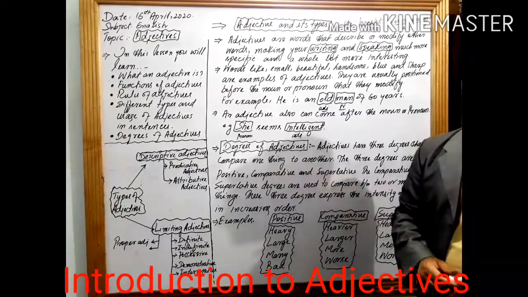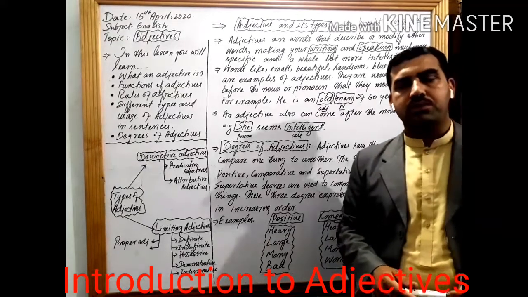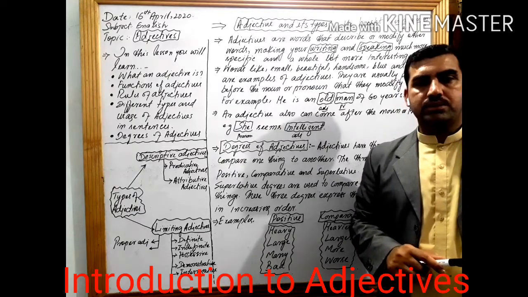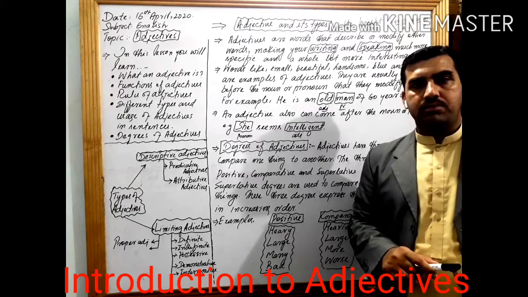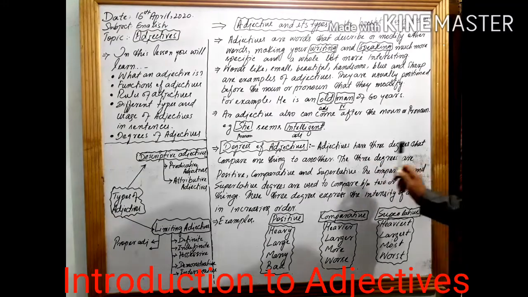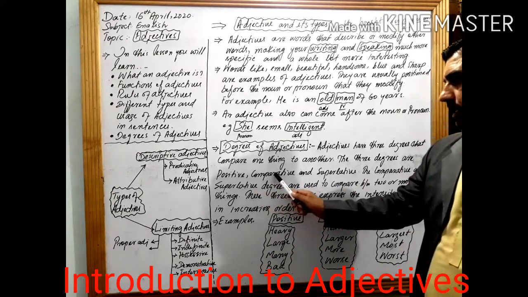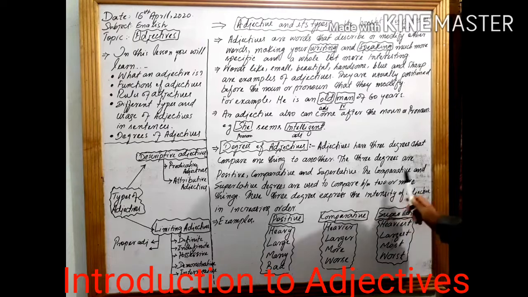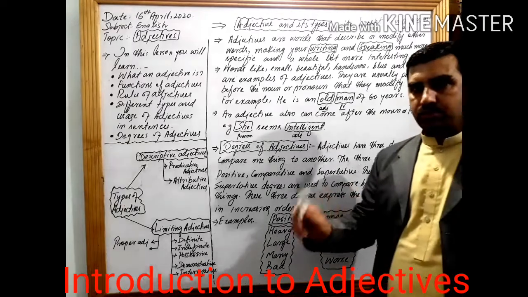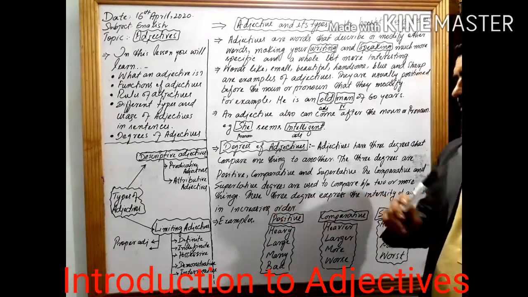Degrees of adjectives. It's very important to know about the degrees of each and every adjective. Each and every adjective has three degrees. The first one is the positive degree, the second one is the comparative degree, the third one is the superlative degree. Adjectives have three degrees that compare one thing to another. The comparative and superlative degrees are used to compare two or more things. For comparison we use comparative and superlative degrees.